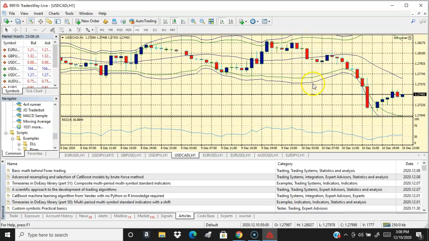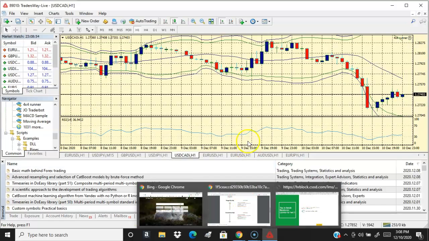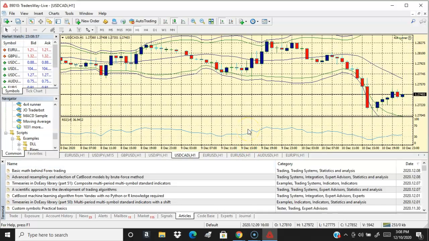So maybe we should not do that. Maybe we should just enter the trade after this candle. So after this candle closes, then you know it goes in an uptrend. You're gonna learn for this, you're only going to count one candle at a time. So we're gonna just count this candle, and it's gonna go up, give us a pretty good amount of money there. Okay, let's see if we can find the gravestone again.